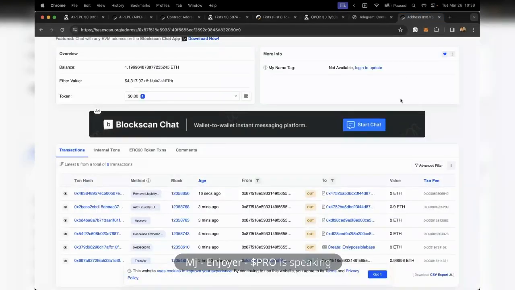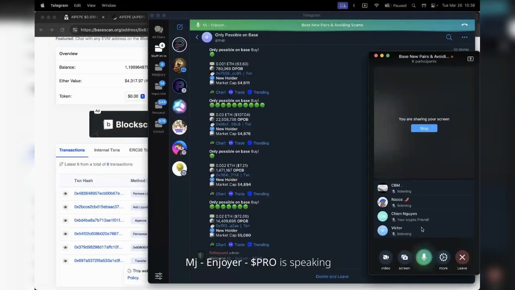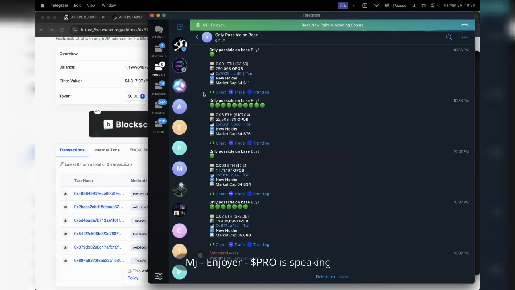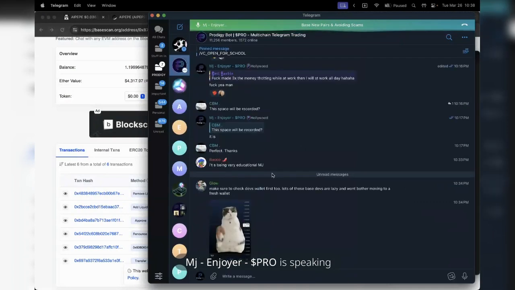Luckily, Prodigy also, them removing liquidity triggered anti rug. So that's one of the times that it works. Let's see. Make sure to check the dev's wallet first too. These kinds of base devs are lazy and won't bother moving to a fresh wallet. Exactly. That's something I went through maybe right before you joined, Upglow.